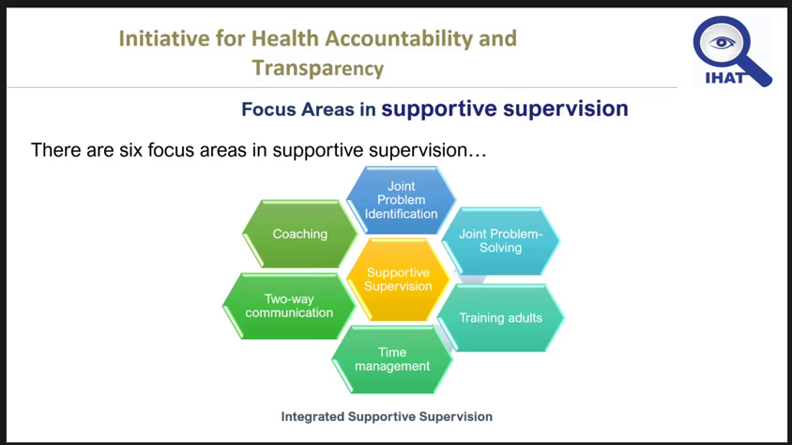Another focus area for supportive supervision is the two-way communication, where the communication between the supervisors and the supervisee are open and both parties understand what the other person is talking about in the area of improvement. Another area of focus is the coaching area, where the supervisor does a lot of work in coaching the supervisees, or the people who are being supervised, to do the right thing and get it done properly.